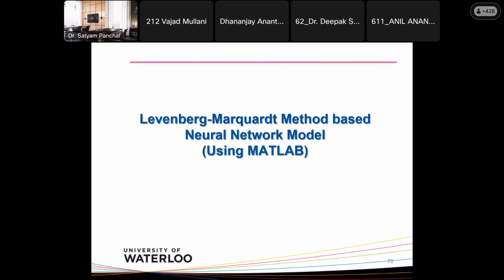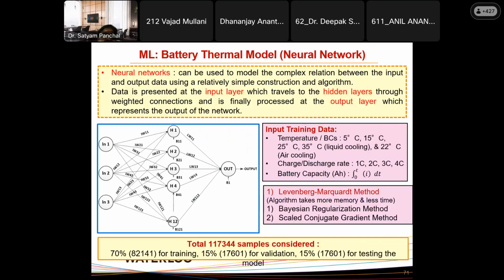And after, if you are interested in the machine learning, I will take only 5-10 minutes. Let me finish this part because it is a little important. So Levenberg-Marquardt means a neural network machine learning model has been used. A neural network is typically used to model the complex relation between the input and output data using relatively simple construction and algorithm.